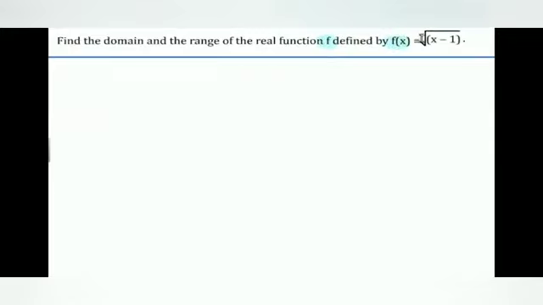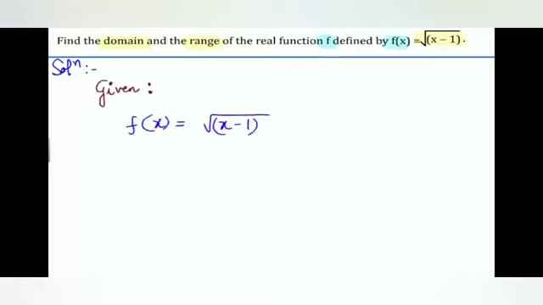So find the domain and range of the real function f defined by f of x is equal to root x minus 1. सो आपको पता है कि मैथ्स के अंदर अगर डिवीजन में ज़ीरो नहीं आना चाहिए, सेम रूट के अंदर नेगेटिव वैल्यूज़ नहीं आनी चाहिए. सो आप x की जगह पे कितनी पॉसिबल वैल्यू पुट कर सकते हो, वो आपका डोमेन. और डोमेन आपके पास होगा तभी आप रेंज फाइंड कर सकते हो. Without domain range is not possible. So first of all we have to find the domain of f.